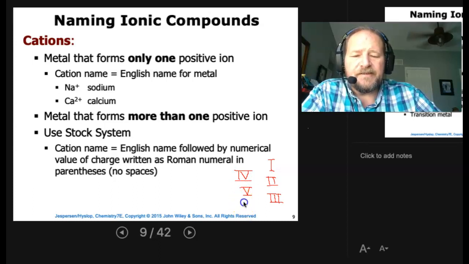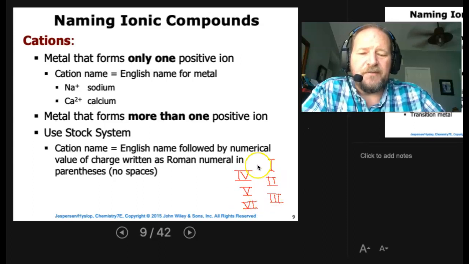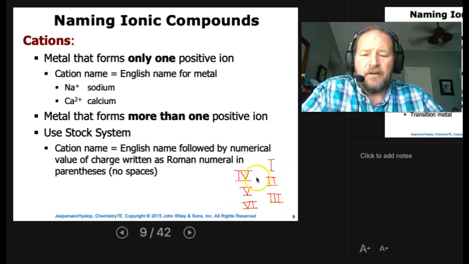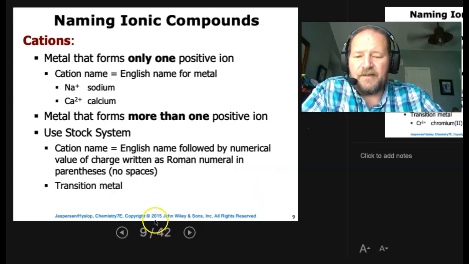And then 6 is the one after 5. So it'd be a V and then an I. Okay, that's pretty much all that we need. We don't usually go past 6. So let's see, turn that off.